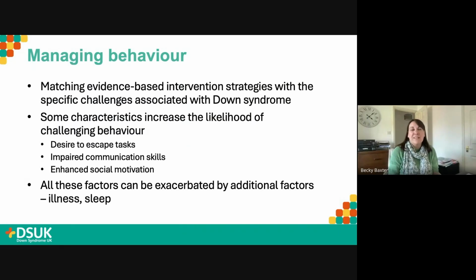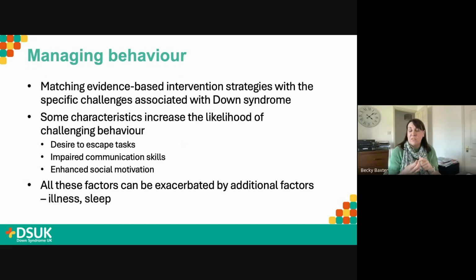All of those things can be exacerbated by additional factors such as illness and sleep. We know people with Down syndrome are more prone to infection. Infections often hang around for longer and turn into some nastier things.